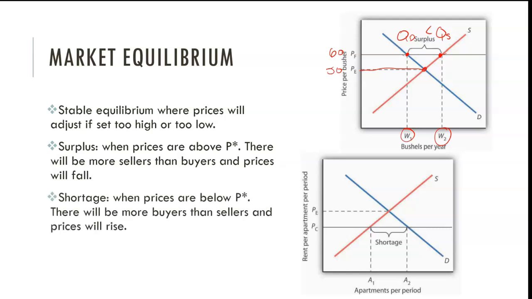A shortage happens when the price is below our equilibrium price, below P star. That's where we've got more buyers than sellers. So in this example, price is lower than equilibrium. So our quantity supplied is going to be less than our quantity demanded. Right? Q1 is less than Q2. So a shortage happens anytime companies set prices lower than what that equilibrium price should be.